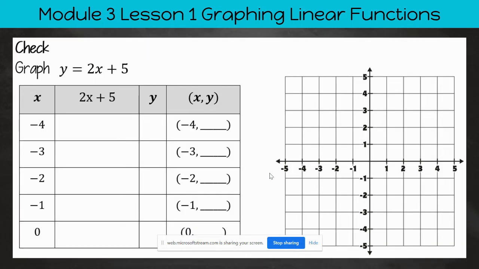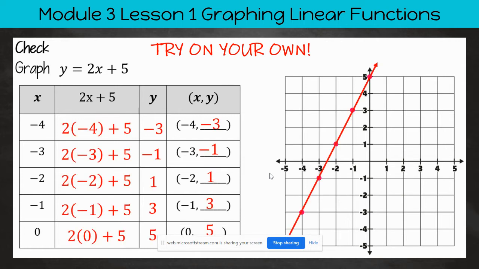Okay, now you're going to go ahead and check and try this on your own. So go ahead and pause this video a moment. Try this problem and graphing it on your own, and then restart the video to see if you got it correct.